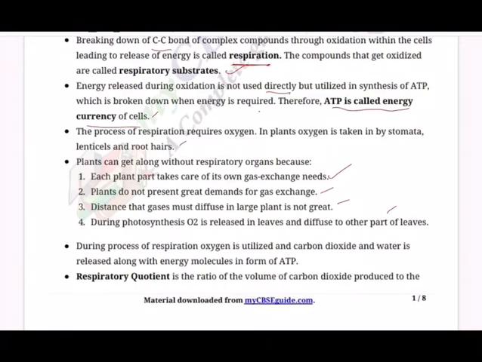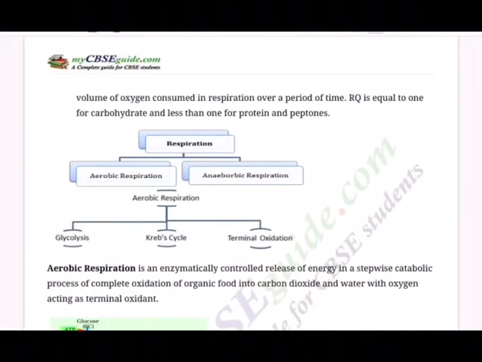During the process of respiration, oxygen is utilized and carbon dioxide and water are released along with energy molecules in the form of ATP. That's what we wrote in the reaction. And we have what is called RQ, Respiratory Quotient. It is the ratio of the volume of carbon dioxide produced to the volume of oxygen consumed in respiration over a period of time. So RQ is equal to 1 for carbohydrates and less than 1 for proteins and peptones.